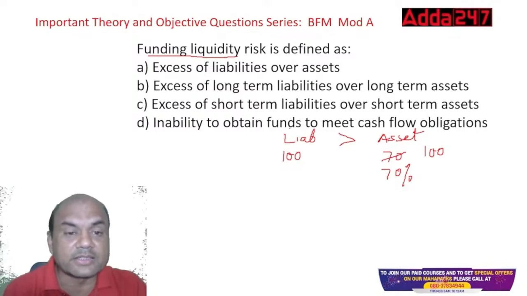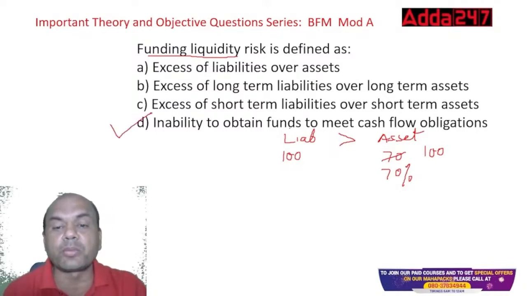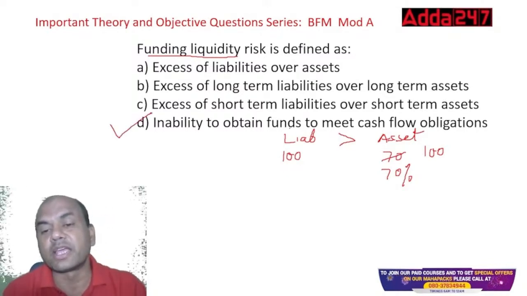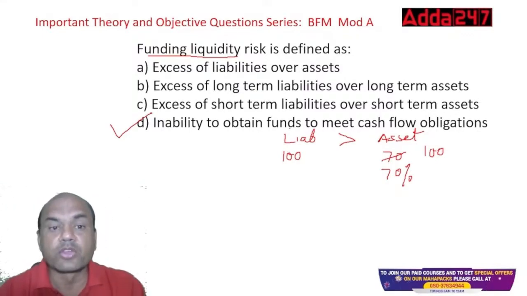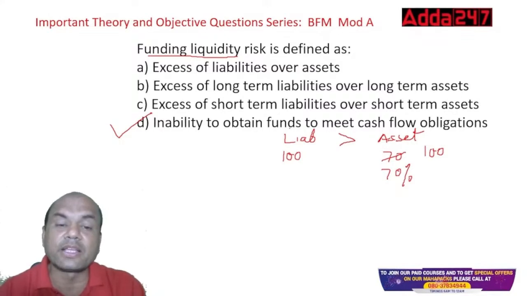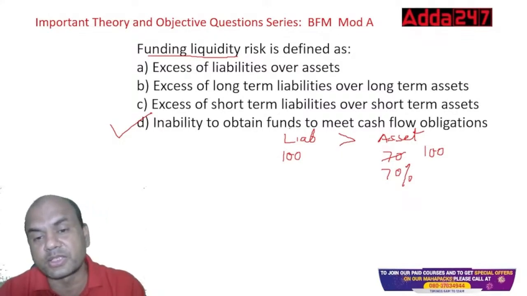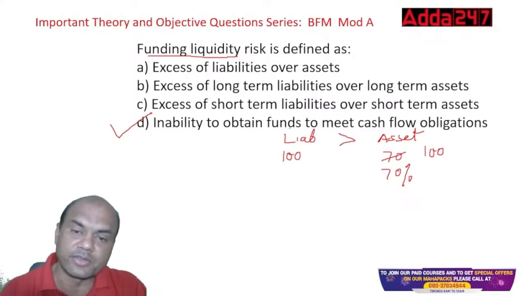So the correct answer is this: inability to obtain funds to meet the cash flow obligation. That is the correct answer. So funding liquidity risk is defined as inability to obtain funds to meet the cash flow obligations.